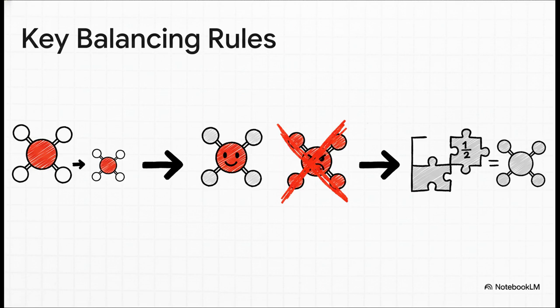And finally, here's a little pro tip. If you get stuck, you can actually use a fraction temporarily to get things to balance, just as long as you remember to multiply the entire equation by a whole number afterward to get rid of it.